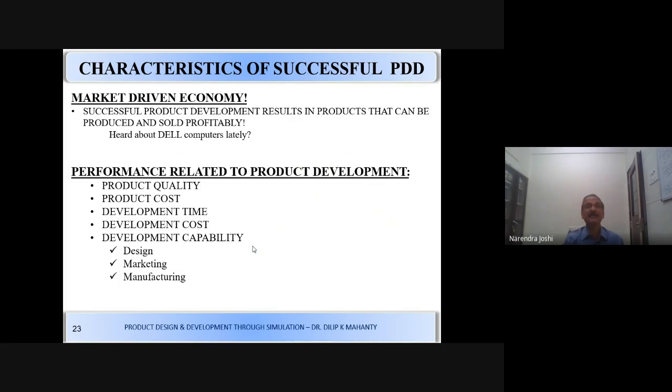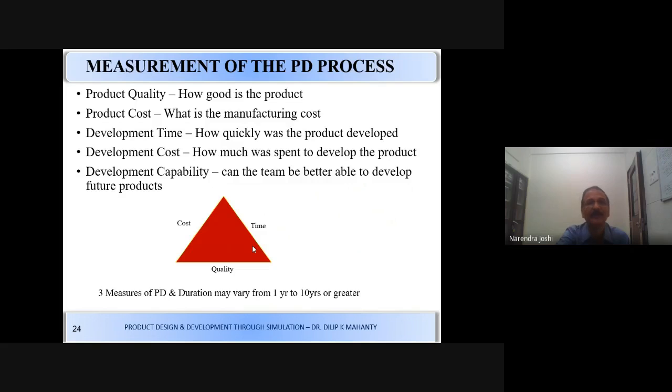The customer wants it. So when I go for the performance aspect of successful product development, these points are important: product quality, product cost, development time, development cost, development capability. I need to have a good quality product and good cost. I can't use a long time to develop a product. By that time, my competition may be there or the technology has changed. I can't put a lot of cost on the development, or my product cost goes up. So I have to have a balance of all these things. These are the important factors which actually dictate the performance of a product.